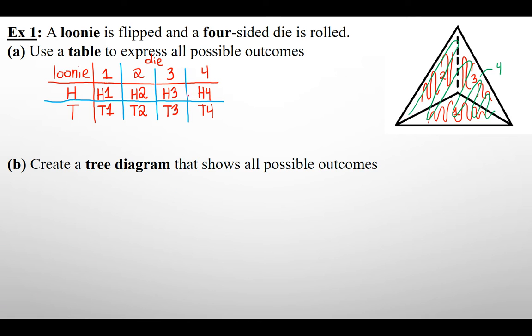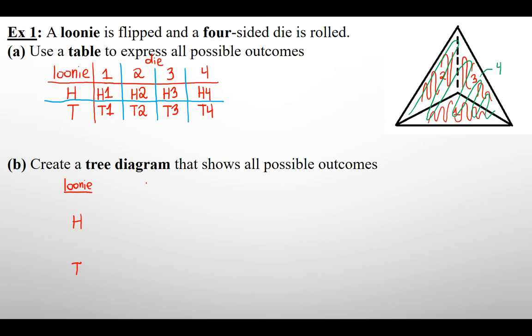Okay, that's a table. Now, we're also going to construct something called a tree diagram to show all the possible outcomes. The way a tree diagram works is we're going to pick one object to start off with. Typically I like to pick the object that has the fewer number of outcomes. So that's going to be the loonie. I'll write down loonie here. And for the loonie, there are 2 possible outcomes. Either you can have heads or you can have tails. One of these 2 things.